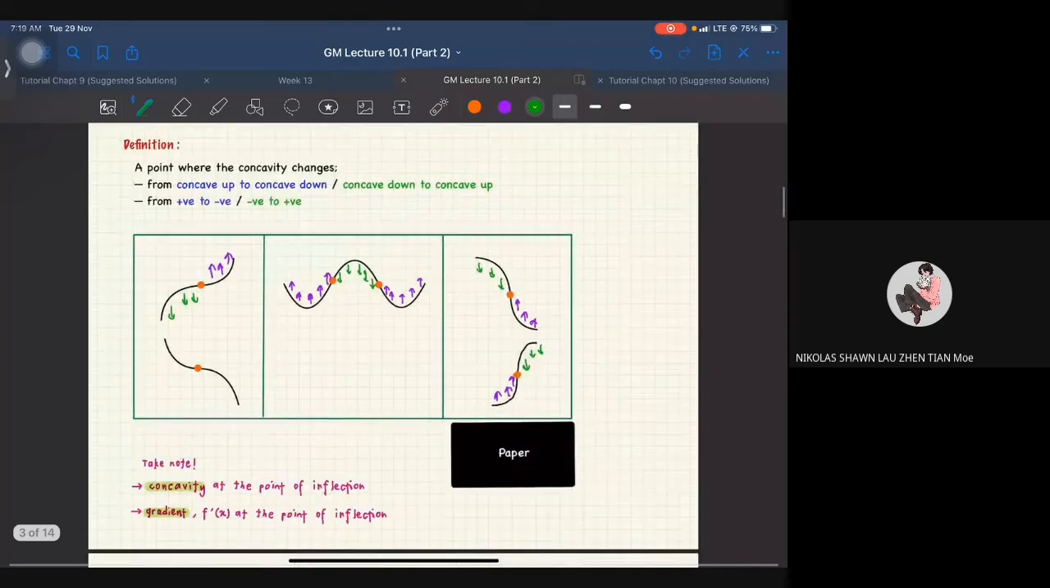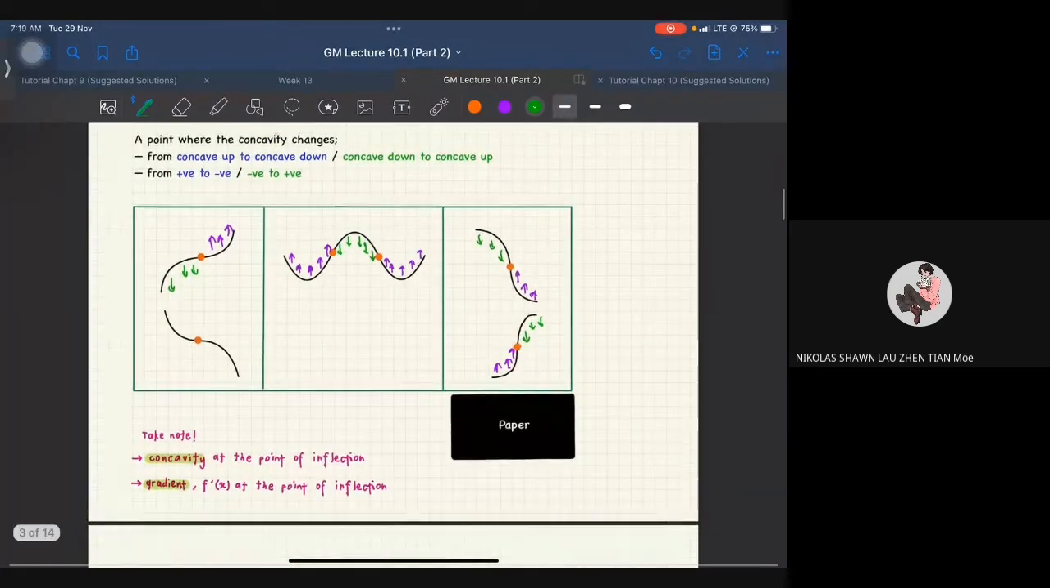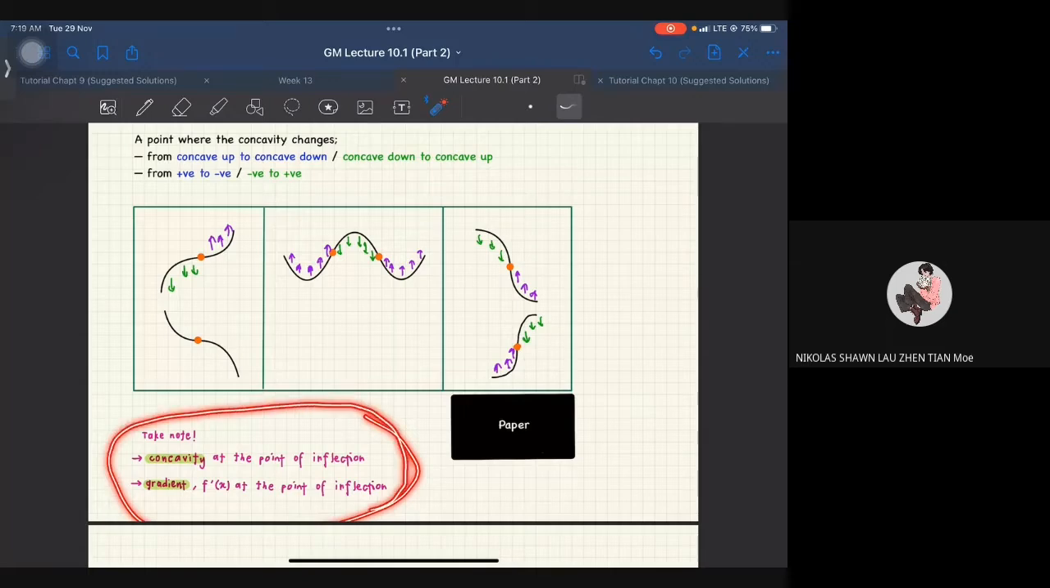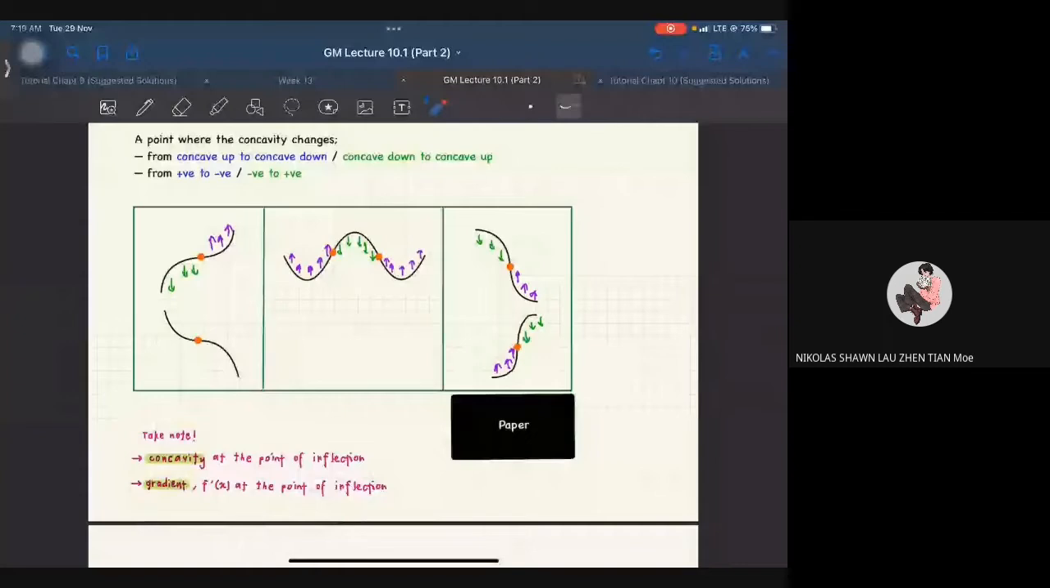Okay, so kat bawah ni saya ada buat satu tambahan nota. Okay, so you need to take note of the concavity at the point of inflection and also the gradient at the point of inflection. So ini just additional information and additional knowledge lah untuk awak. Okay, so tapi yang ini wajib, this one wajib untuk awak tahu. This one is just additional.